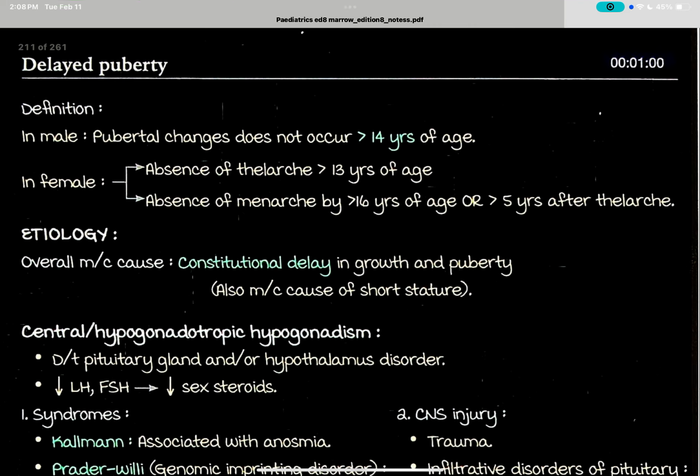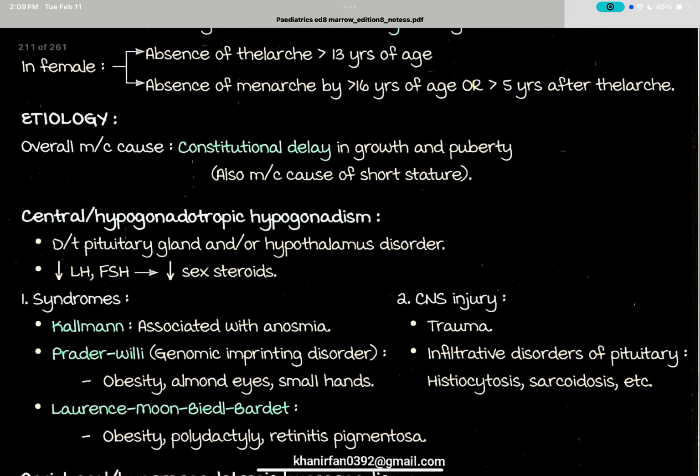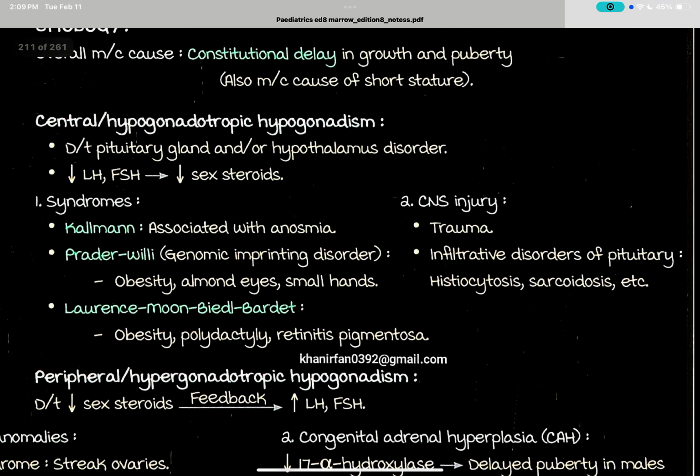Delayed puberty. Definition: in males, pubertal changes do not occur until 14 years of age. In females, absence of thelarchy at more than 13 years, absence of menarche at more than 16 years of age, or more than 5 years after thelarchy is considered delayed puberty. Etiology: the most common cause is constitutional delay in growth and puberty, also the most common cause of short stature.